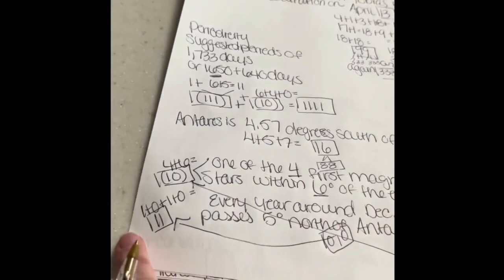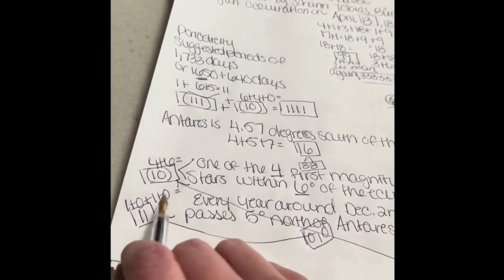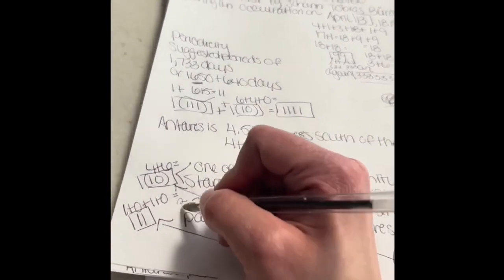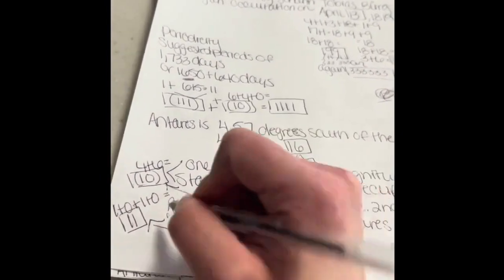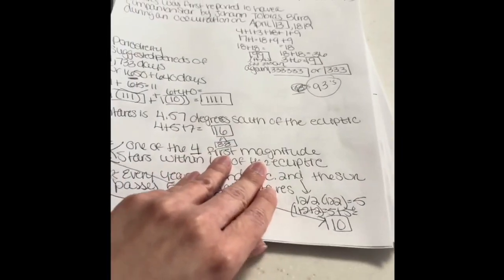Okay, but also 1 plus 0 plus 1 plus 0 is a 1 plus a 1, which could be a 2, right? But a 2 also breaks down to a 1 plus a 1. A 1 plus a 1 is what? There's that 11, all within this Antares constellation, okay?